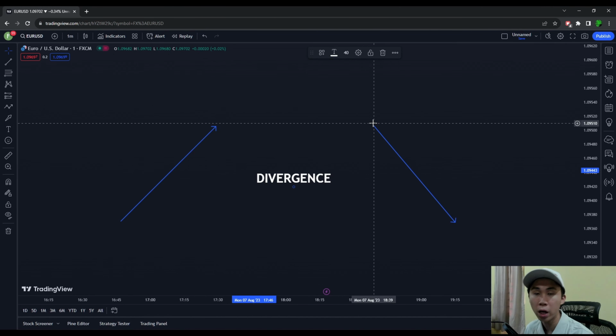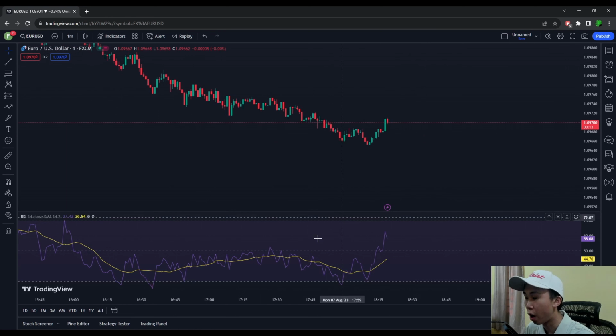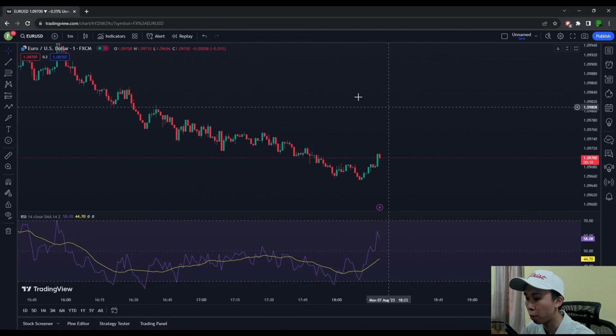Firstly, we'll choose RSI. Now, it does not mean that you must use RSI for a divergence trading strategy. I've seen people using stochastic, using volume indicator. It works as well. But in this video, I'll be going through divergence using the RSI indicator. So let's move on. We can see we have RSI here and we have the price chart here.